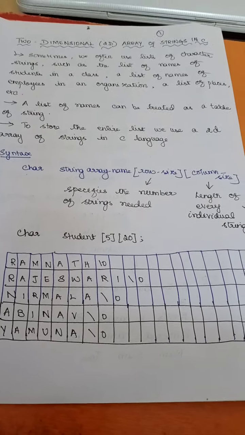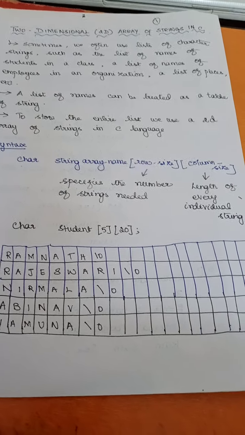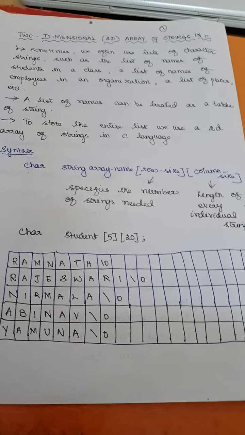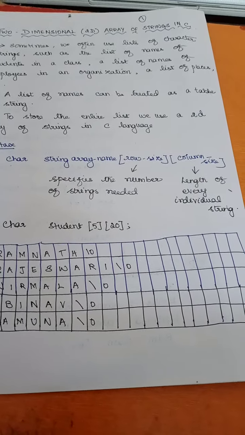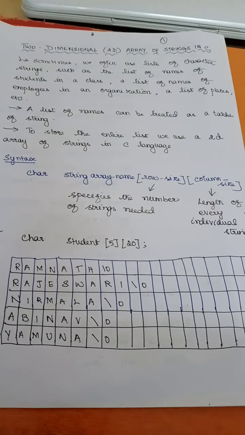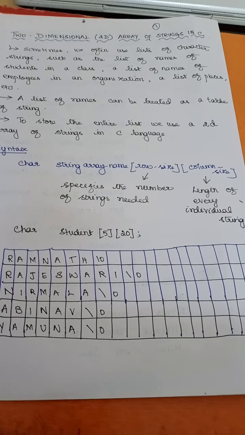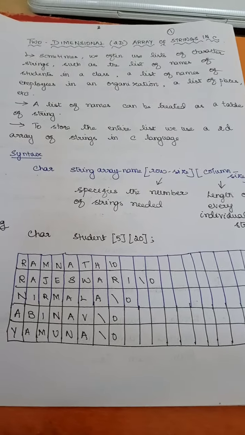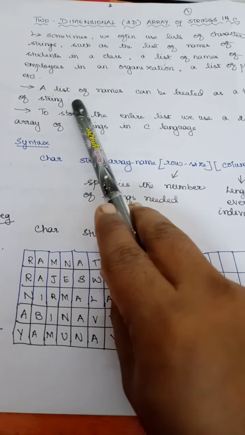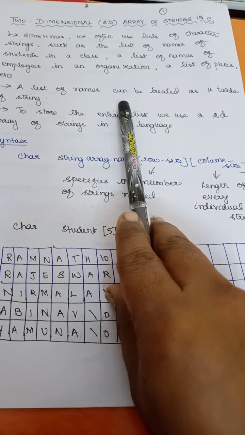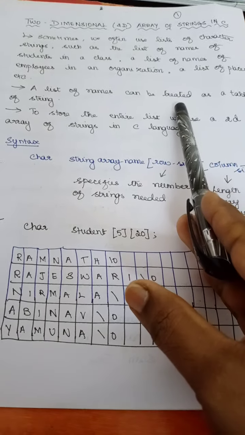I need two indices, because one is used to refer to the number, and the other is going to refer to the length of each name, right? So this is nothing but a two-dimensional character array. Now we'll see: if I want to store the list of names as a table of strings, then we can go for a two-dimensional array.